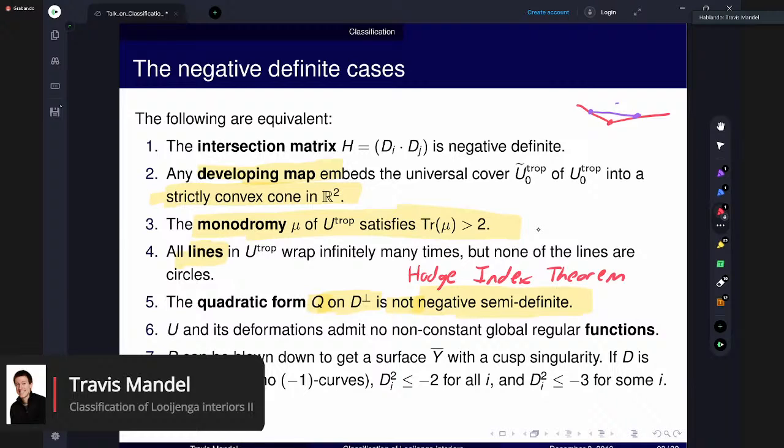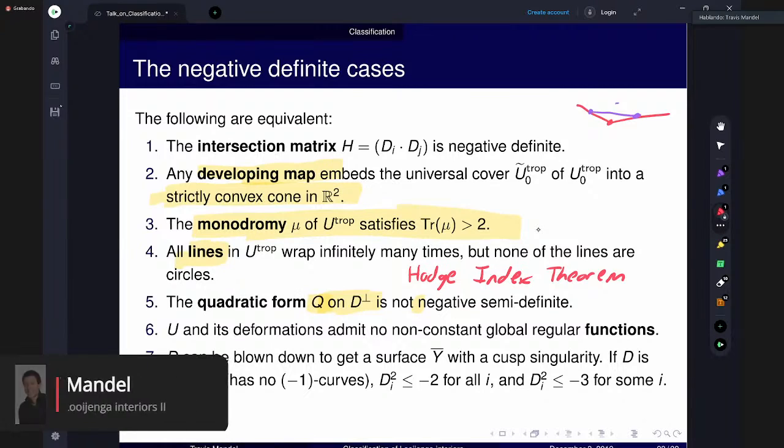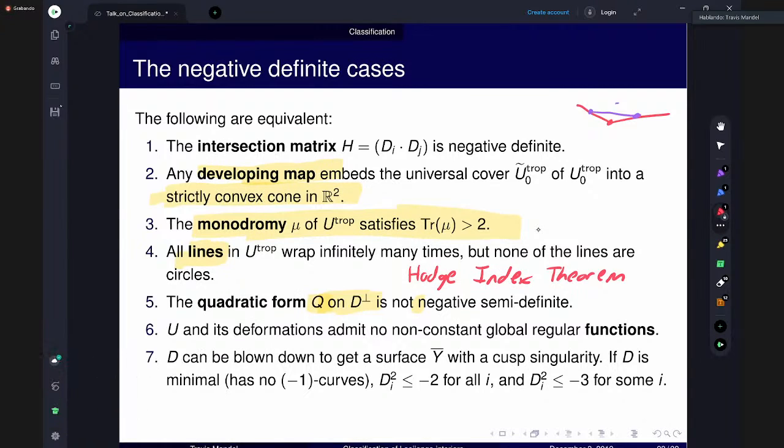So Q can't be negative semi-definite on D perp, because if it's negative semi-definite on D perp and negative definite on the lattice coming from components of D, then it will be negative semi-definite everywhere, and you won't have this positive direction. And then the converse is a similar argument. Let's see if I'm too mixed up to say, but both directions basically come from the Hodge index theorem.